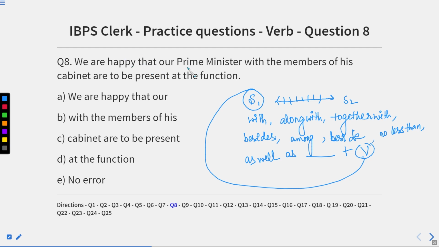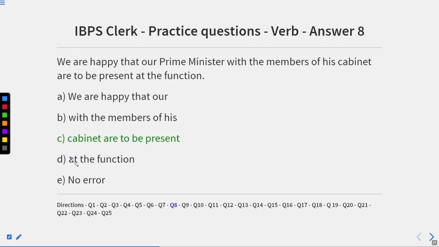So: we are happy that our Prime Minister with the members of his cabinet. Now here we have the verb "are", but it should be replaced with "is", because it should be used according to the first subject, and that is Prime Minister. So this is subject 1 and this is subject 2, which have been connected with the help of "with". So these are actually subject 2. The verb should depend on the first subject. So here this "are" should be replaced with "is". So our answer is C, where this "are" should be replaced with "is".